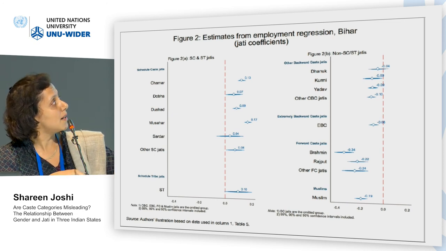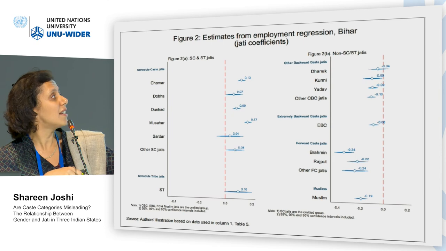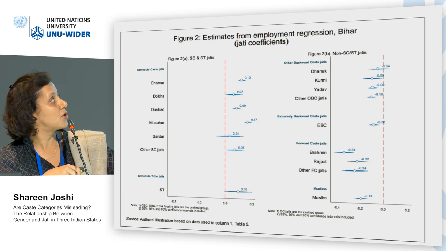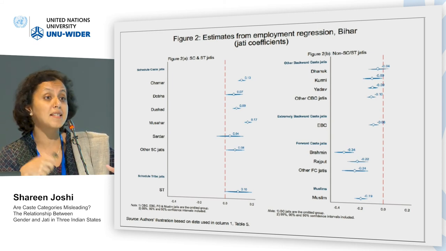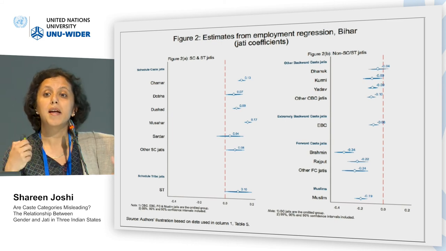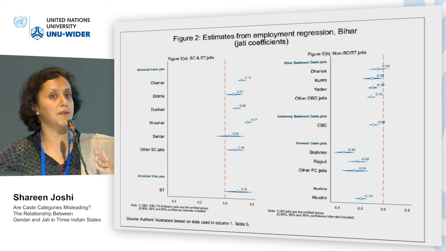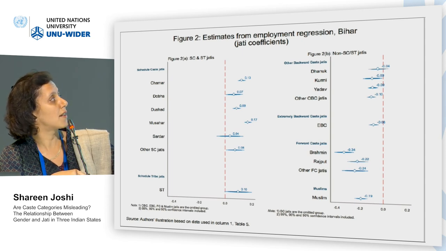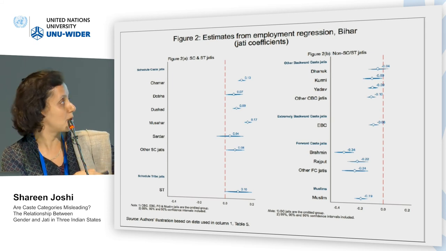When you go to the right-hand side figure, now we have SC as the omitted category. So we're looking at non-SCs and ST jatis. And again, you can see there's a fair amount of variation. Brahmins are about 34% less likely to participate in the labor force than their women counterparts in the SC population. And you can see that for others, it's lower. So for EBC, extremely backward caste jatis, it's nowhere near that amount. So again, these are statistically significant effects, but they show considerably more nuance than the literature would predict.